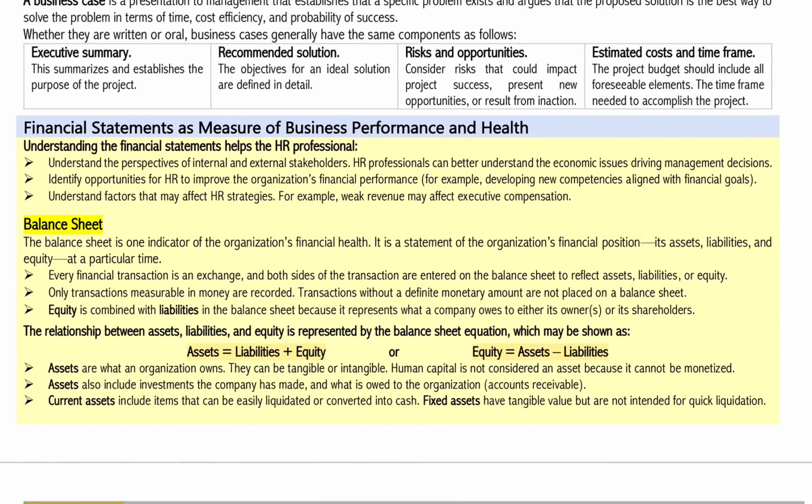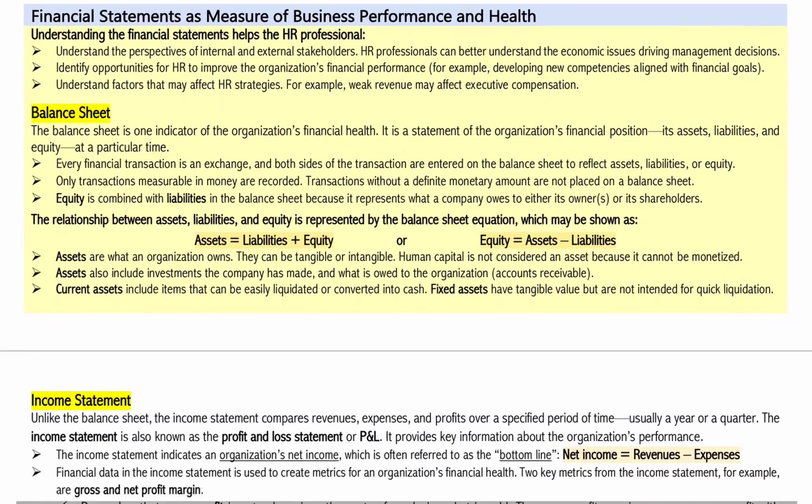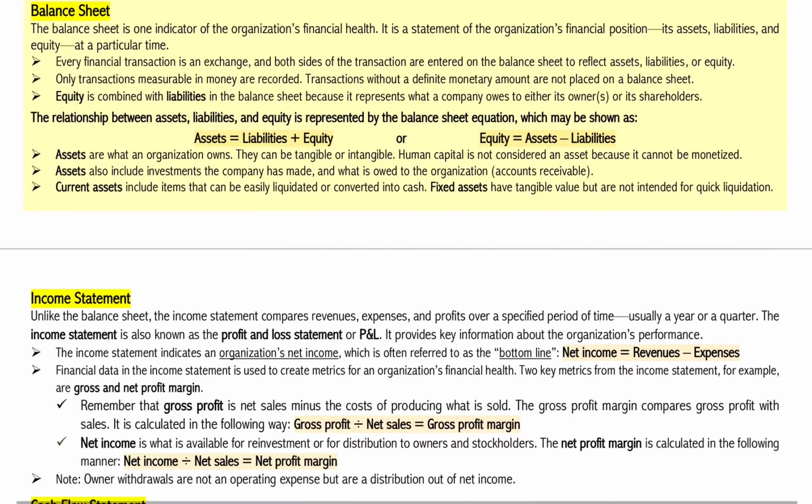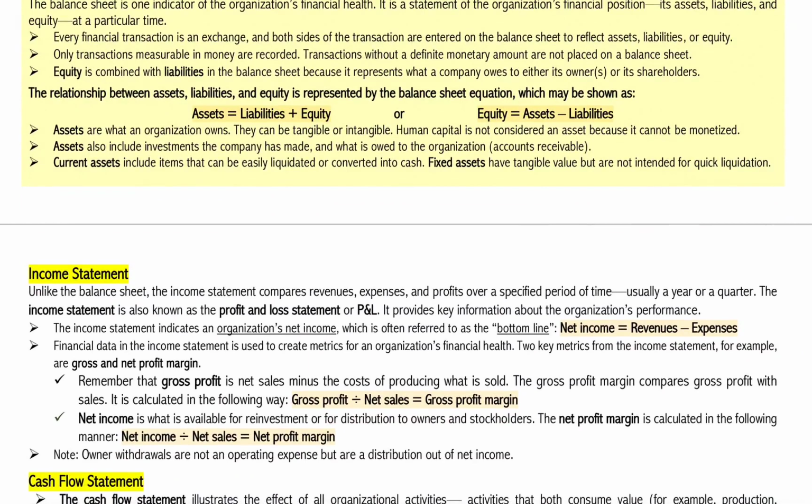Assets are what an organization owns. They can be tangible or intangible. Human capital is not considered an asset because it cannot be monetized. Assets also include investments the company has made, and what is owed to the organization, accounts receivable. Current assets include items that can be easily liquidated or converted into cash. Fixed assets have tangible value but are not intended for quick liquidation.